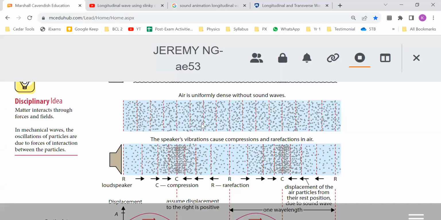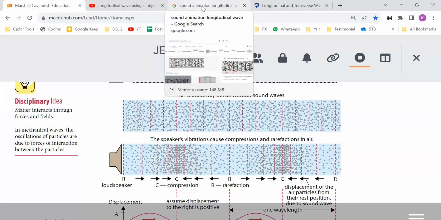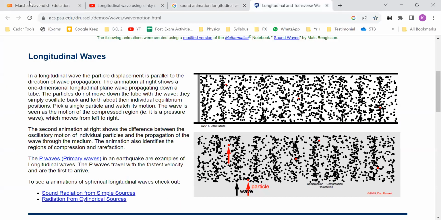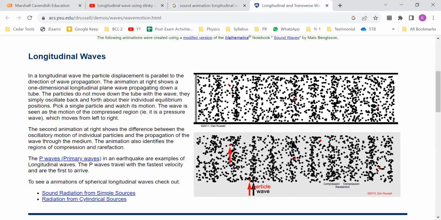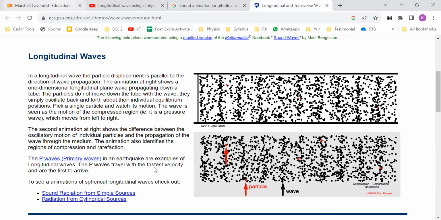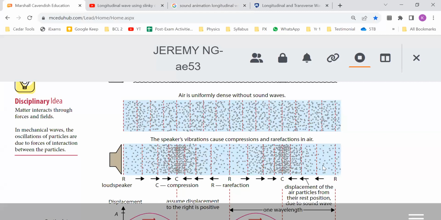Back to the textbook. So as I was saying, I hope you can visualize this better now. Again, if you cannot visualize this, please Google yourself "sound animation longitudinal waves." That's exactly what I Googled. Then click image. When you click image, you will find the website that I just showed you. And then you just have to look at this for some time. Then you will understand what exactly the phenomenon is about.